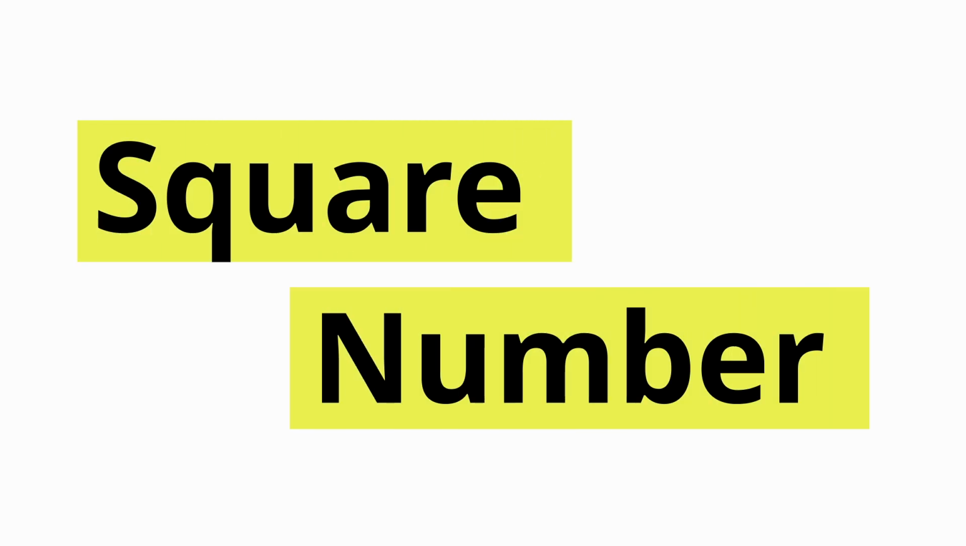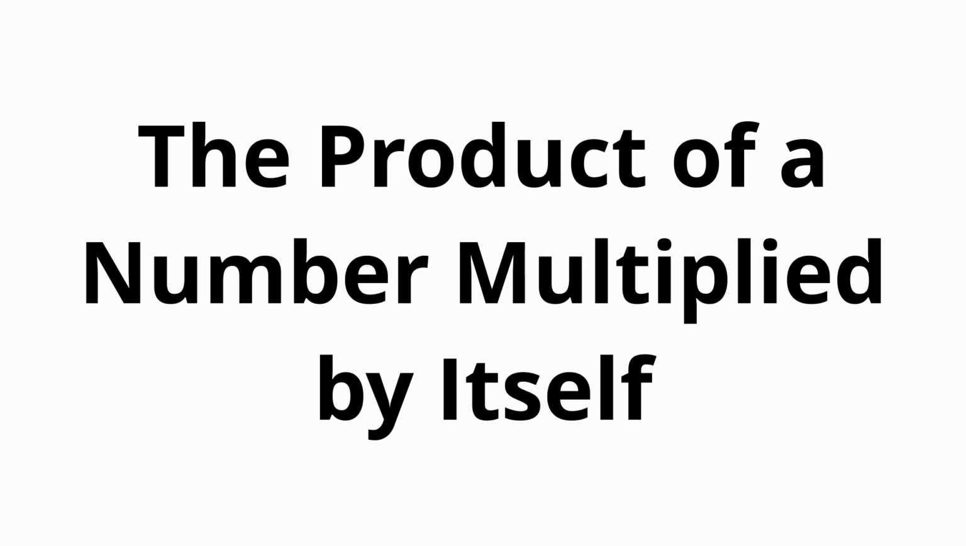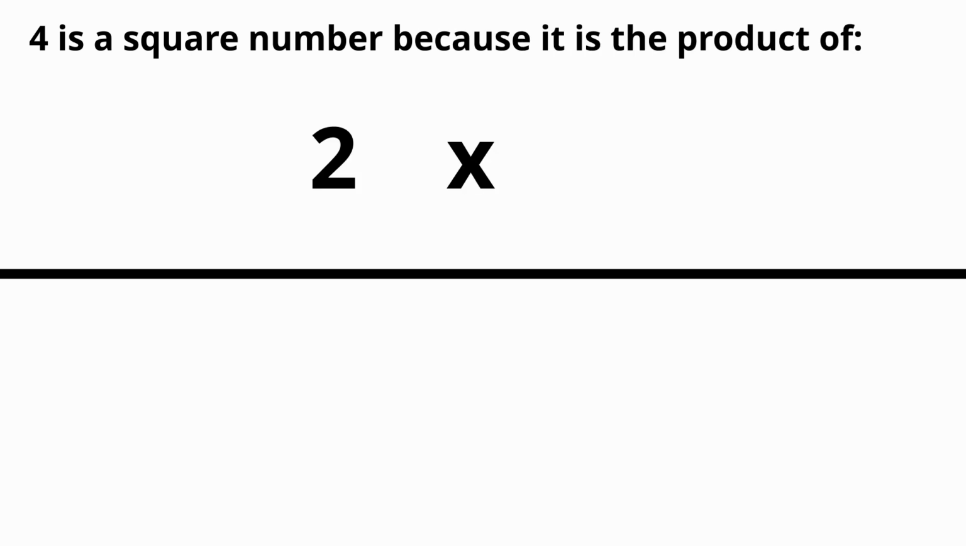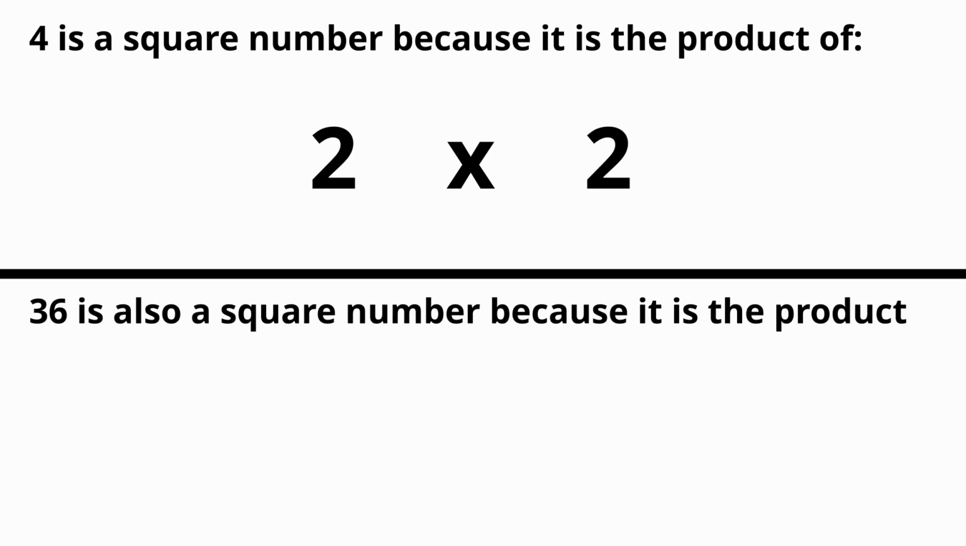A square number is the product of a number multiplied by itself. The number 4 is a square number because it is the product of 2 times 2. The number 36 is also a square number because it is the product of 6 times 6. The next two types of numbers will be slightly harder to understand, so I will cover them in a bit more detail.